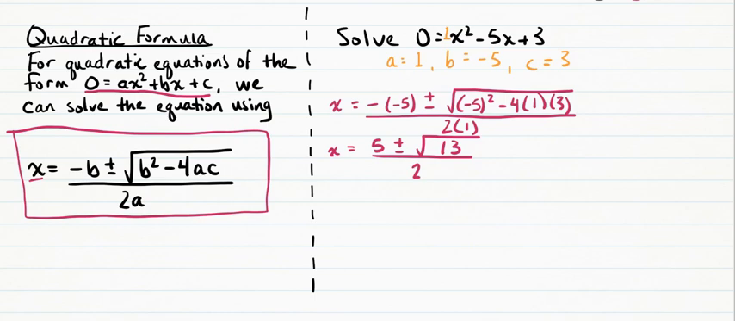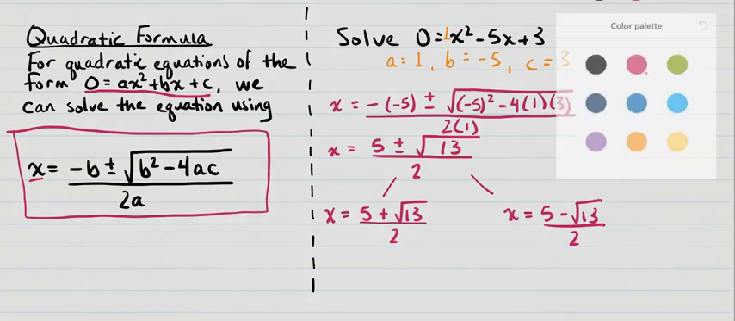At this point, this is as simplified as we can get without applying that plus and minus. So what we're going to do is split this up into our two possible solutions. One of them is x equals 5 plus, so we're using the plus sign here, plus the square root of 13 divided by 2. And the other possible solution is using the subtraction sign: 5 minus the square root of 13 divided by 2.